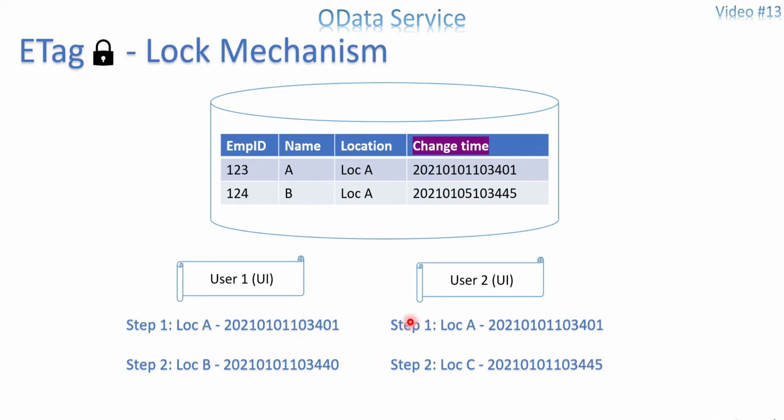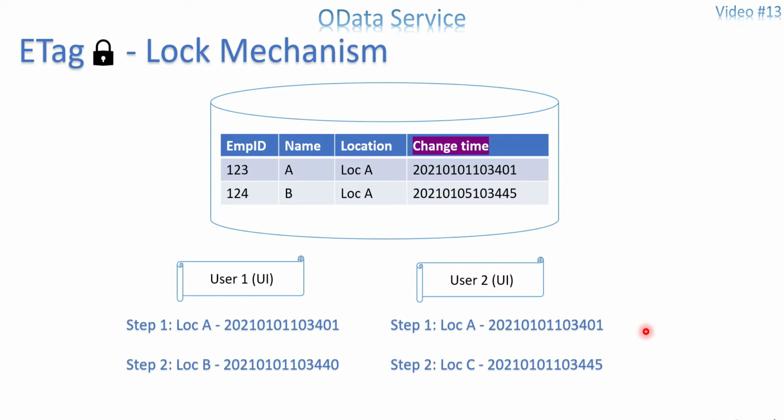And what happens if step 2 is performed? Before it updates user 1's information, user 2 is going to be updated with location C along with the timestamp, if the lock mechanism or lock object is not in place. So data inconsistency may happen. There are a lot of chances of this if there is no lock mechanism.